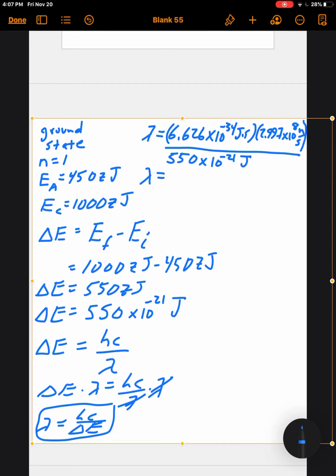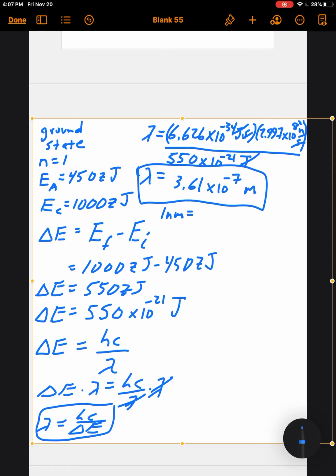And it looks like it's minus 7. So it looks like it's 3.61 times 10 to the minus 7 meters. How is it meters? Joules cancel, seconds cancel, and you've just got meters right over here. Okay? So there it is in meters, but they want it in nanometers. So 1 nanometer is 10 to the minus 9 meters. So let's do our little conversion here.